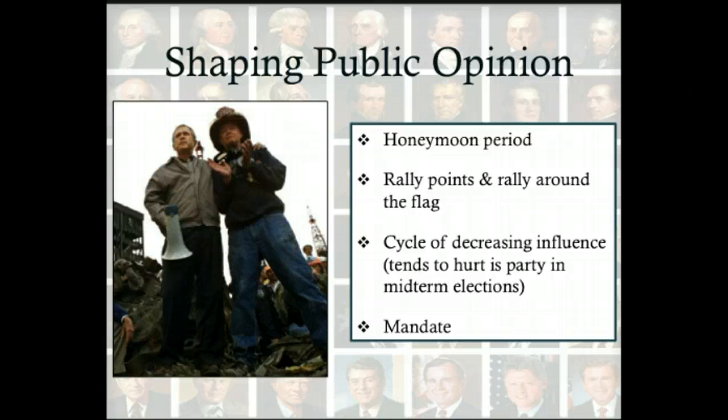Cycle of decreasing influence. This is about approval rating slumps. When the president loses his popularity, he also loses his ability to influence Congress. This is especially true, like I said, in the lame duck period. So in the cycle of decreasing influence, as his approval decreases, so does his ability to use the bully pulpit, his ability to be a coalition builder, all of that diminishes.